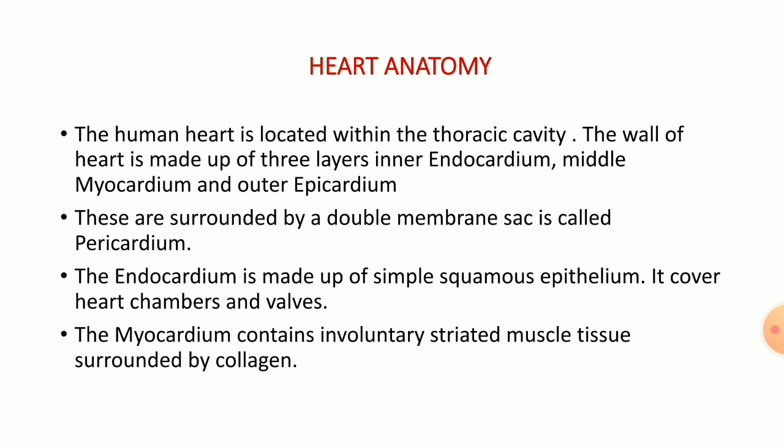The human heart is located within the thoracic cavity. The wall of the heart is made up of three layers: inner endocardium, middle myocardium, and outer epicardium. These are surrounded by a double membrane sac called the pericardium. That is, the heart wall consists of three layers. The outer is epicardium, middle myocardium, and inner endocardium. There is another double membrane sac-like structure called the pericardium.